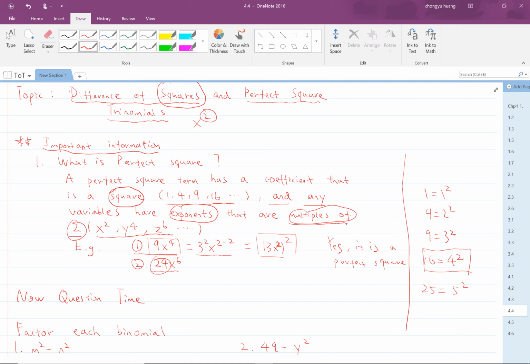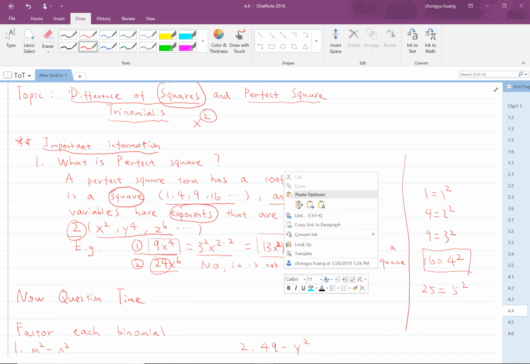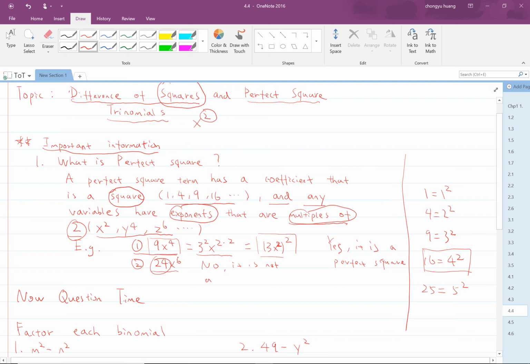So the answer is no. It is not a perfect square. Let me write it down. Basically, you cannot make 24 into a perfect square, so it is not a perfect square.